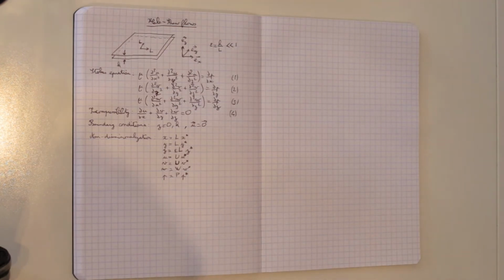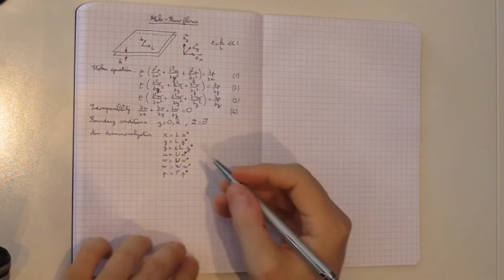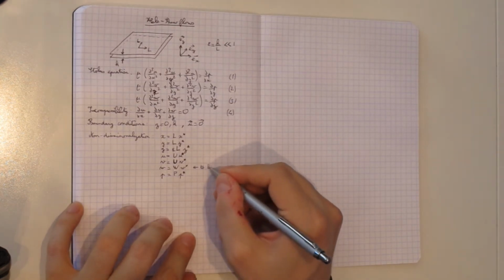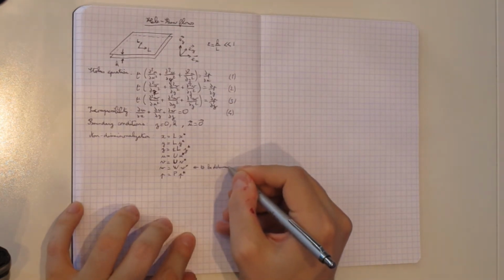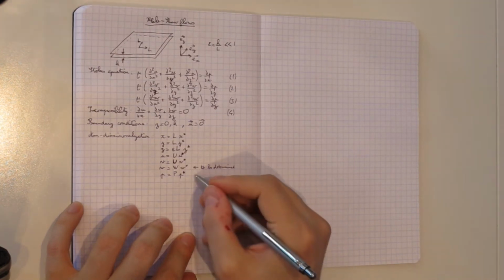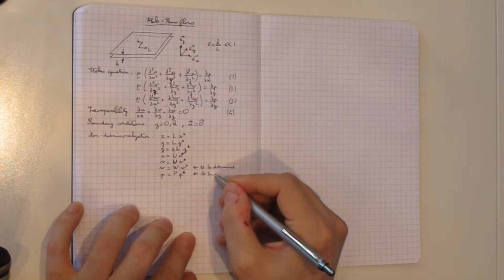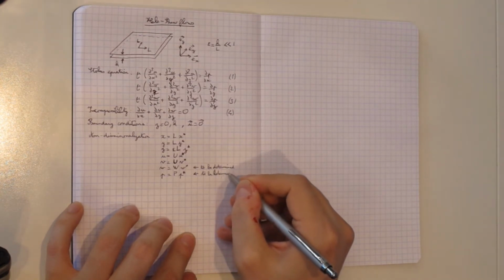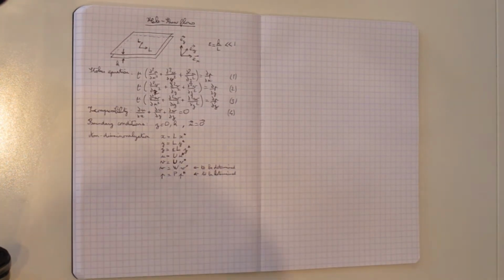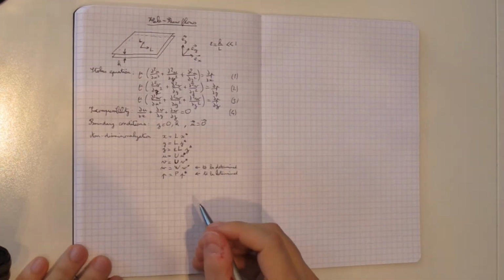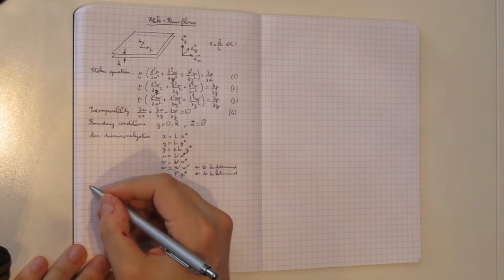Okay, so we do have all these assumptions here. Of course, W is to be determined, and of course P is to be determined. Okay, but we'll get to that in a second. So the first step is to determine these quantities.